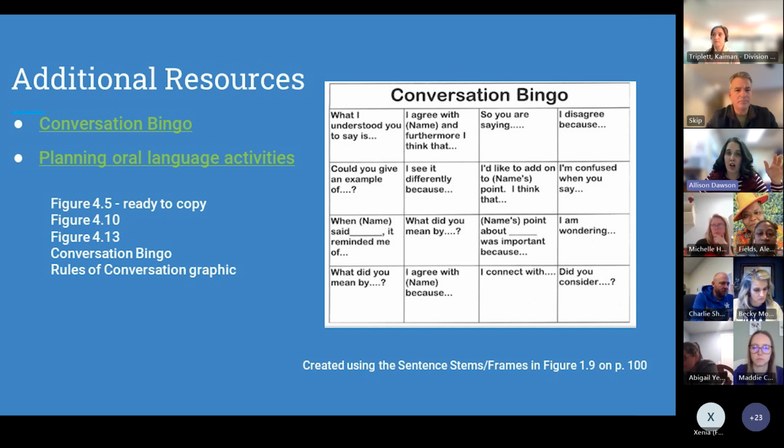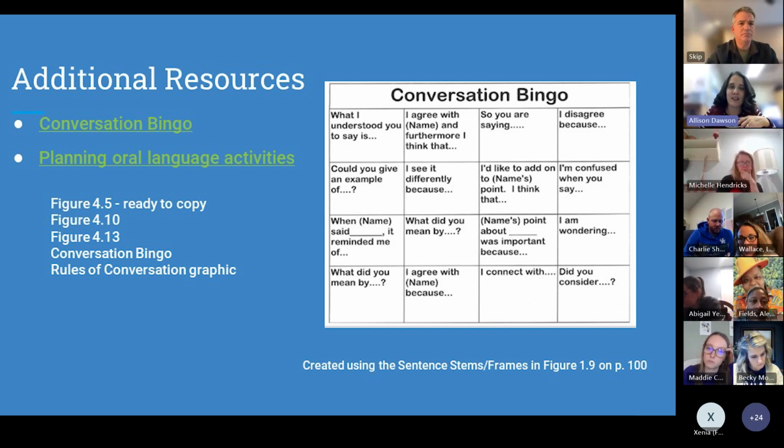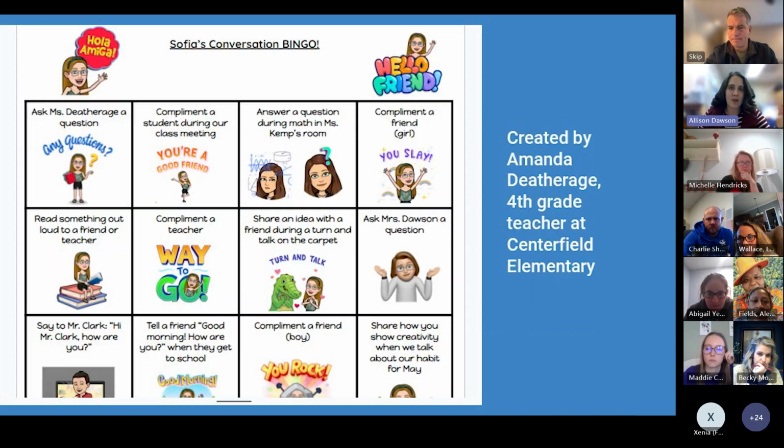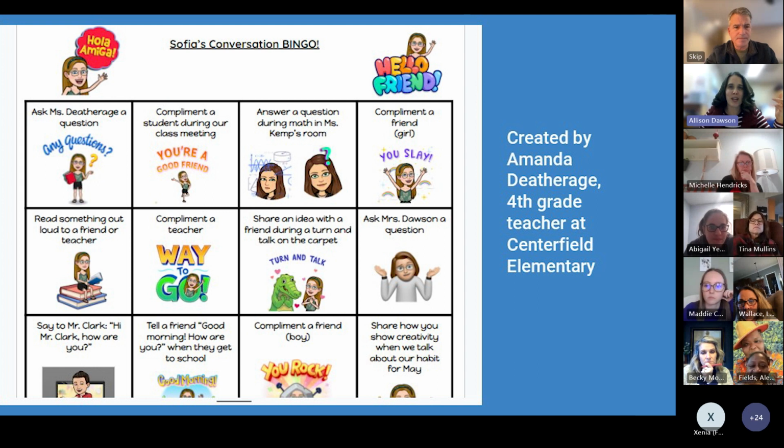So later on, you could open this and print them, some things that are ready to go. That 4.5 that I just showed you has 2 on a page, so you could print that, so you're ready to go with that one. And some other figures from the chapter that are helpful for planning these academic conversations, and that other graphic. This one, I hope you can see it, was created last year by a teacher at my school, for a different reason, but very similar.